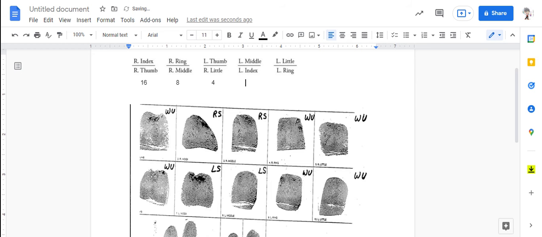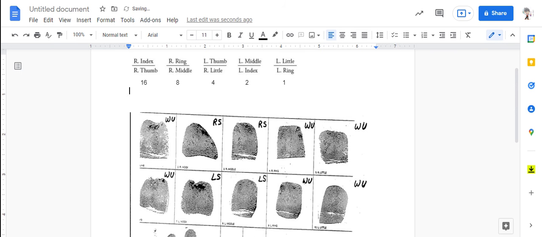This one, the left middle finger or left index finger, if it has a whorl pattern on the finger, then it's going to be given a numerical value of 2. And this grouping, if it is left little finger or left ring finger, if it has a whorl, it's going to be given a numerical value of 1. Before I tell you the last part, we'll just go on down here.